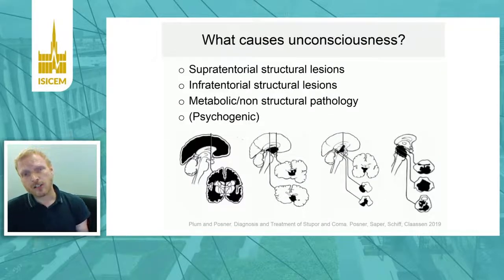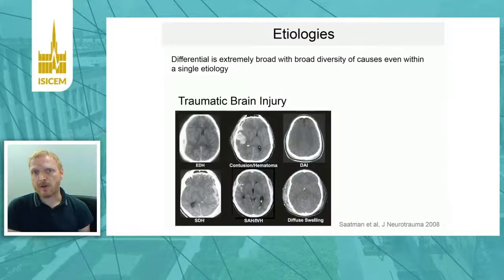What causes unconsciousness? There are many etiologies that can cause unconsciousness. We think about supratentorial structural lesions, for example, a big stroke or a tumor in the temporal lobe that presses on the midbrain. Infratentorial structural lesions, for example, a cerebellar hemorrhage that presses on the brainstem. Metabolic and non-structural pathology like infections or cardiac arrest. And rarely there's also psychogenic coma. The differential is extremely broad.